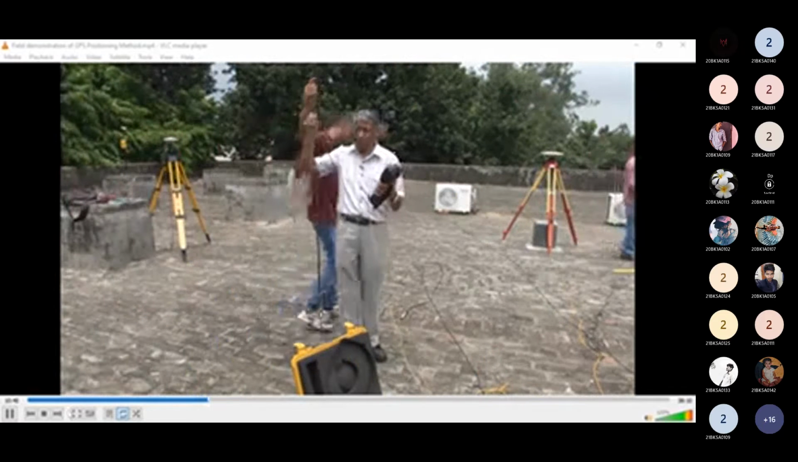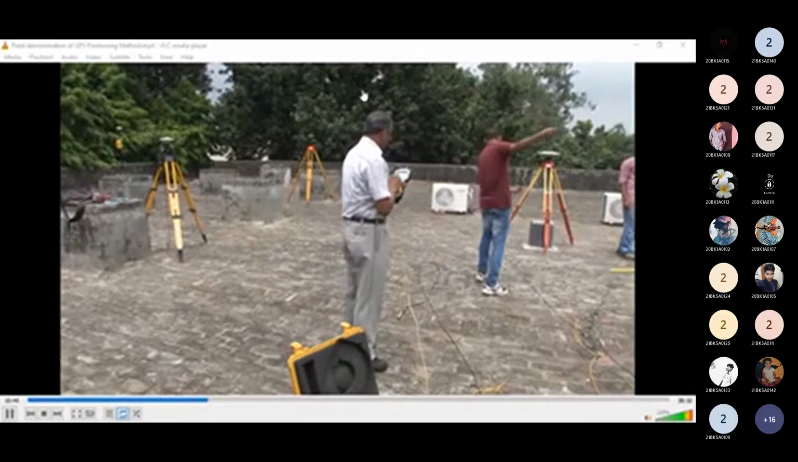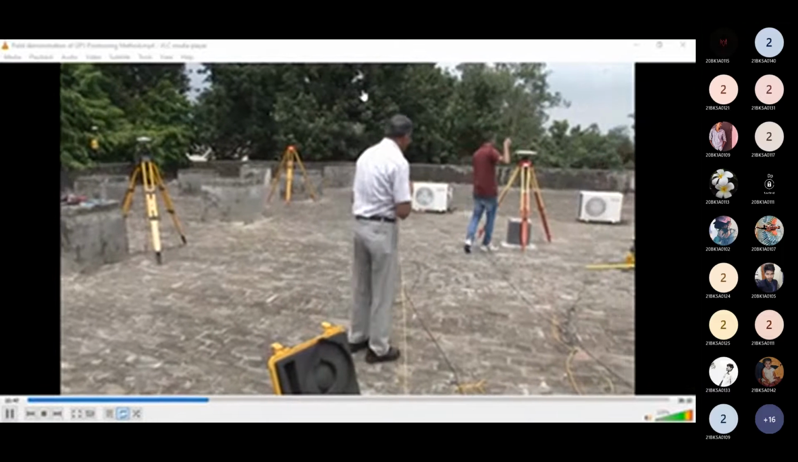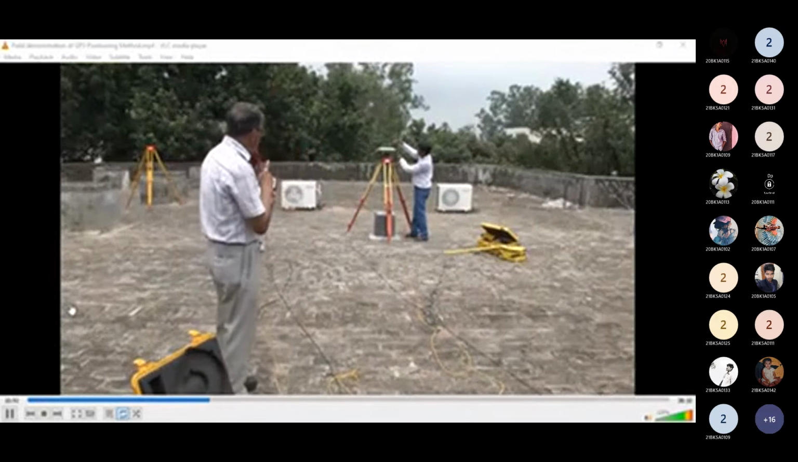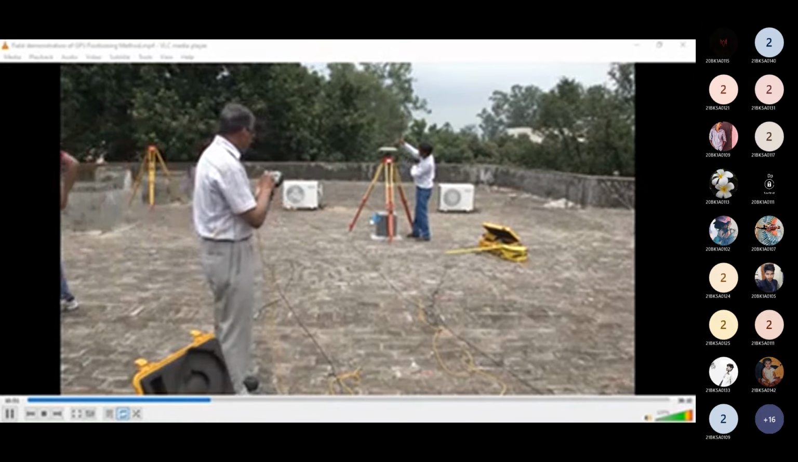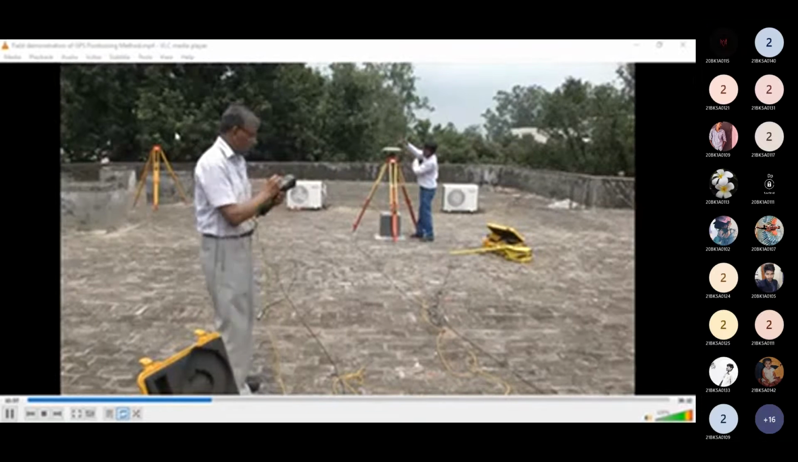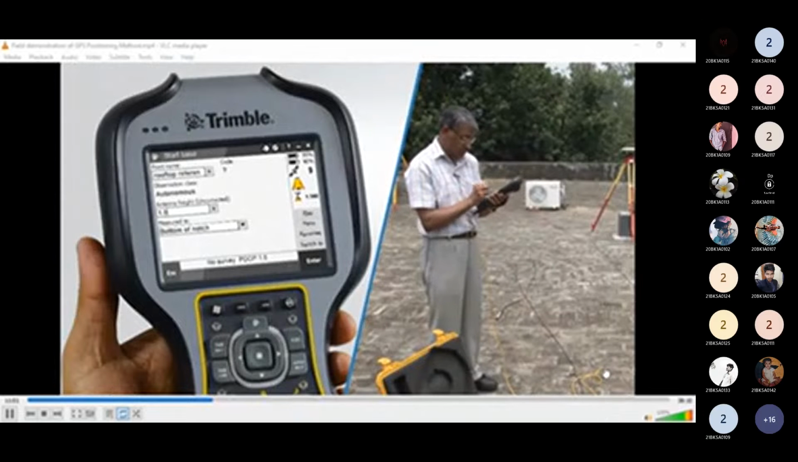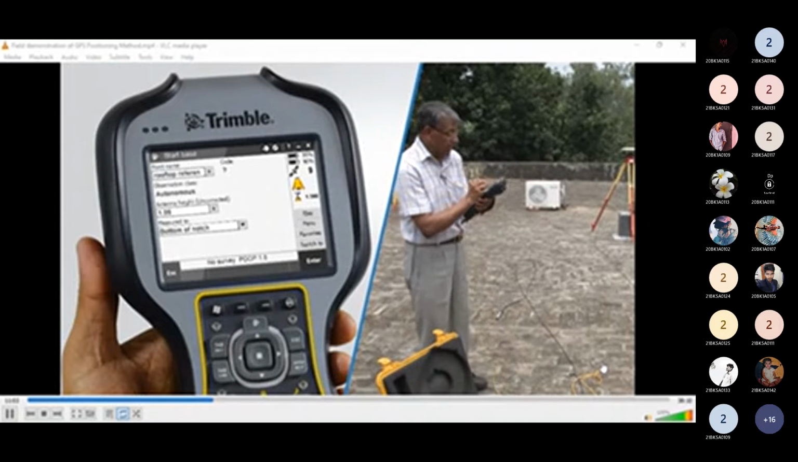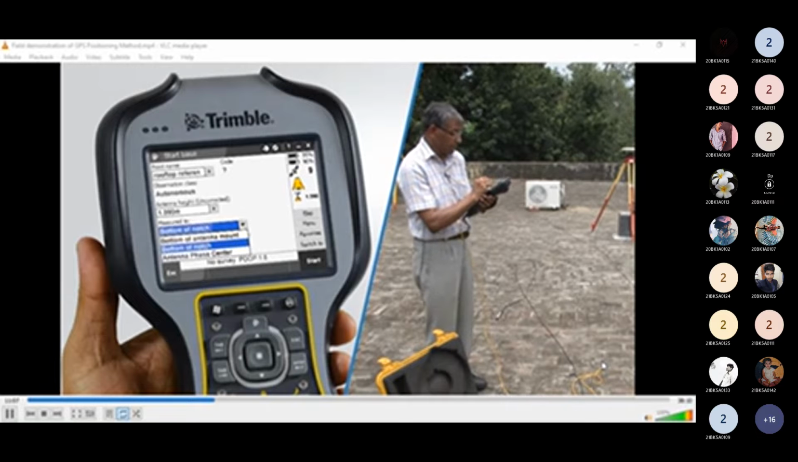So now we have to measure the antenna height. Now antenna height can be measured. This is the way how we take it. This is called slant height, and the height is how much? 1.09. 1.09. I am to measure to the bottom of notch.